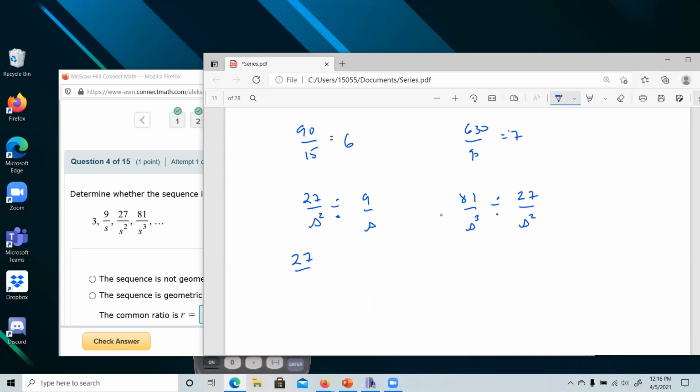27 over s squared times, and this is now s over 9. This is 81 over s cubed times s squared over 27. Well, 27 over 9, that's equal to 3. s over s squared, we have a canceling, and we just have an s down here. 81 over 27, that one is 3.